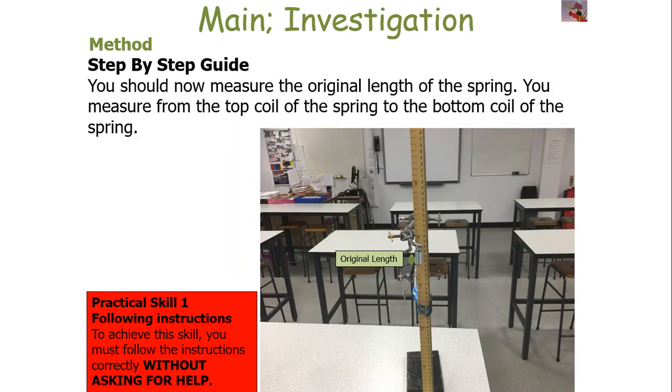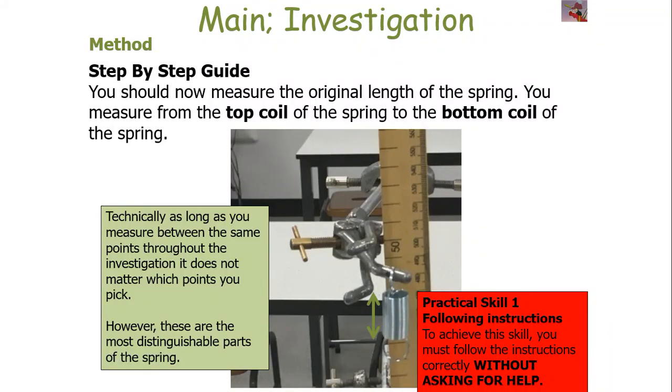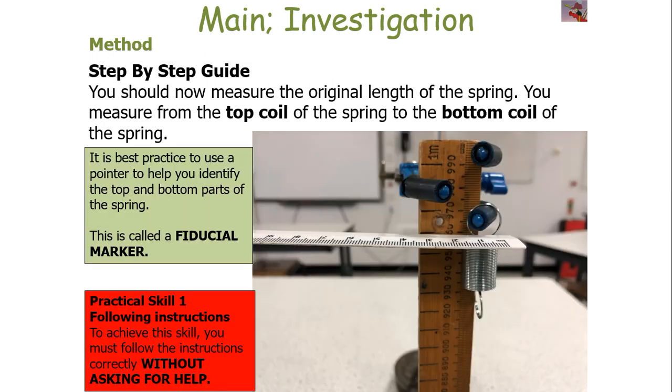What you then do is measure the original length of the spring. I would measure from the top coil of the spring to the bottom coil of the spring. So it's a bit like this. Technically, as long as you measure between the same two points in the investigation, it doesn't matter which points you pick, but these are the most distinguishable parts of the spring.